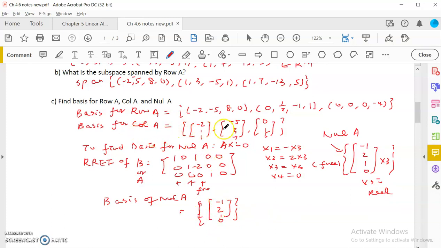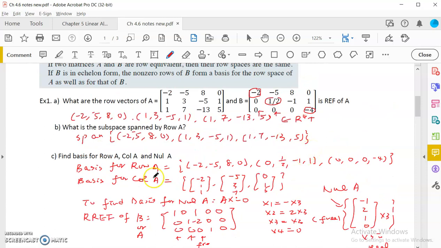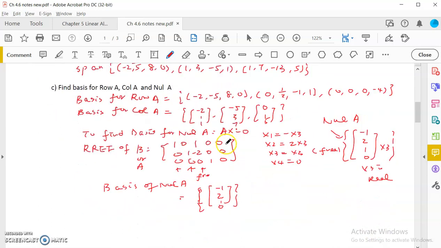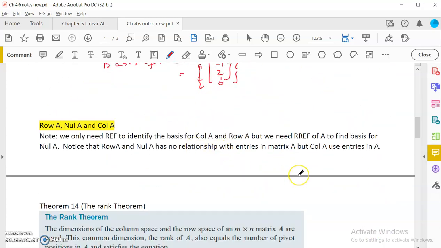Then the column A basis is very easy. Row A basis is also very easy. But the only difference is that for row A's basis, you use the REF entries. You use the rows. But for column A, you use the original matrix. So this is the warning that I say: we only need REF to identify the basis for column A and row A, but we need RREF of A to find the basis for null A. Notice that row A and null A have no relationship with entries in matrix A, but column A uses entries in A.